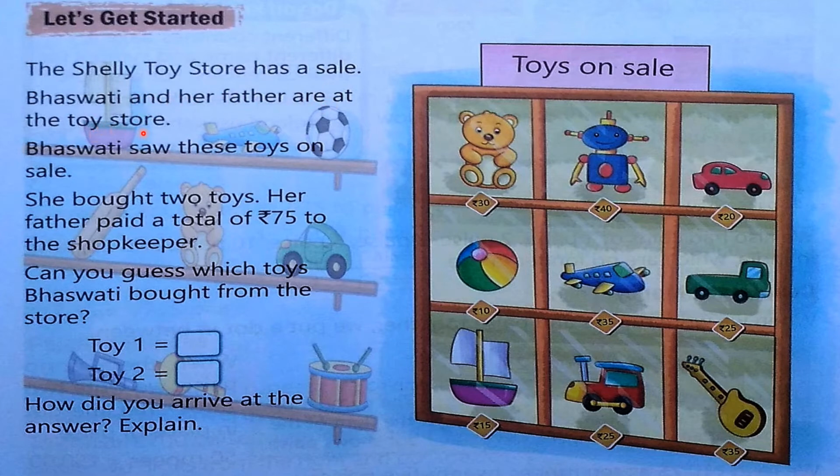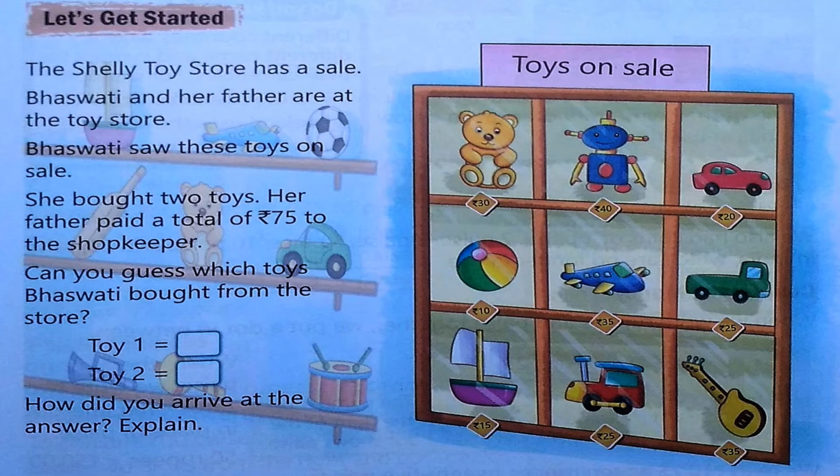Now, as you can see here, the Sally toy store has a sale, and Vaswati and her father are at the toy store. Vaswati saw the toys and wanted to buy some. She bought two toys. Her father paid a total of 75 rupees to the shopkeeper. Can you guess which toys Vaswati bought from the store? Two toys which make 75. So 40 plus 35.